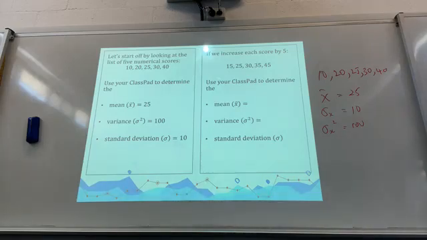So, what changes? The mean. Now, here, I want you to think about why the variance and the standard deviation are not changing. Because the difference between them is... We're just looking at the mean.